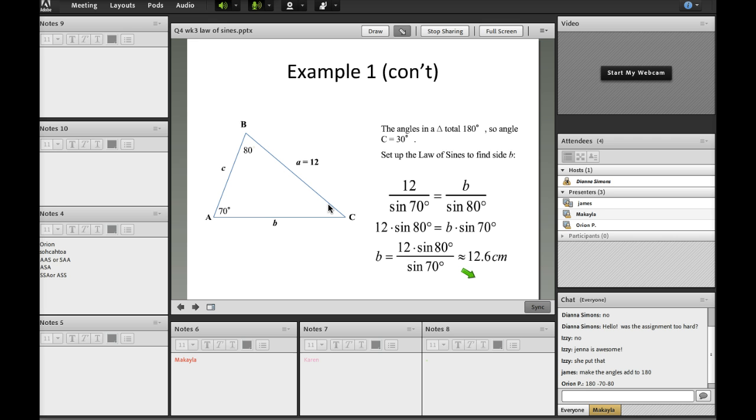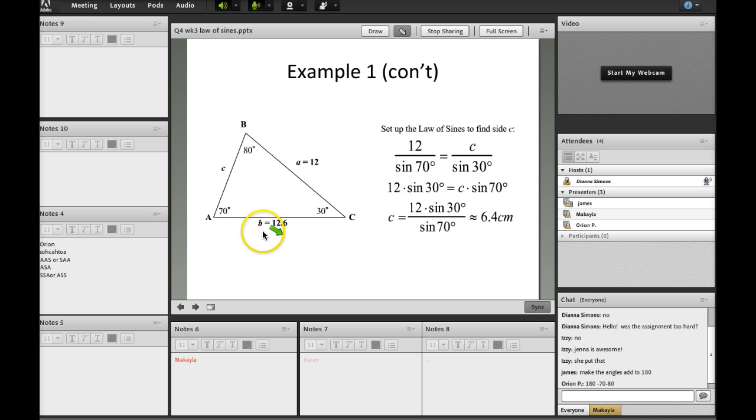Now, honestly, what James and Orion put down there for finding the third angle is what I would do. I would say 180 minus 70 minus 80 to find my last angle. Be easier. All right, and then to find the side, this is 12, so this sine over here is 12.6.